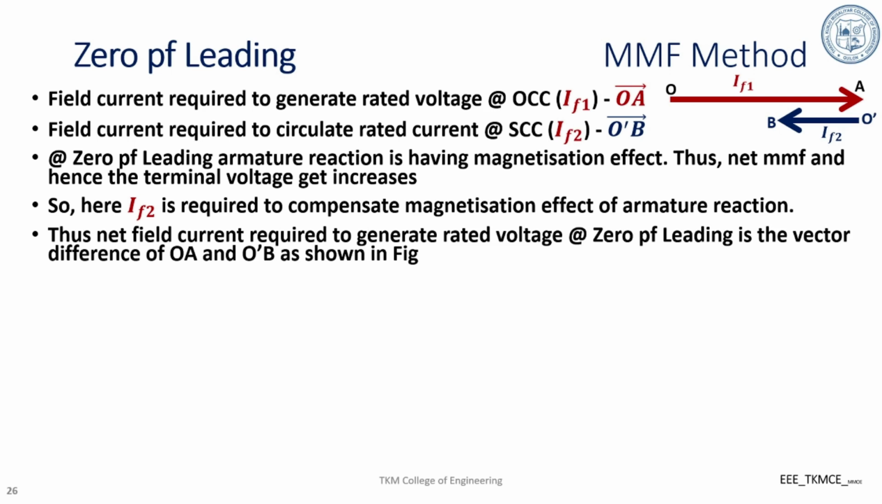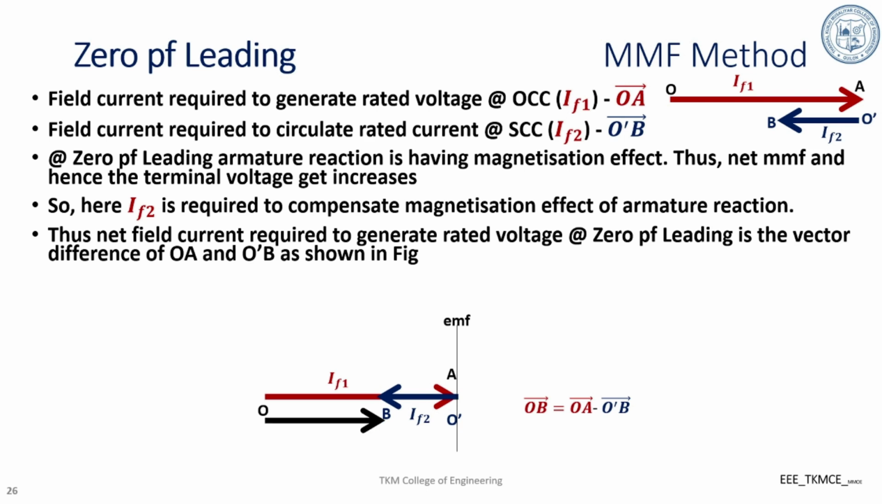Thus, net field current required to generate rated voltage at zero power factor leading is the vector difference of OA and OB. This is the field current required to generate rated voltage under open circuit condition, and this is the induced EMF. Since the power factor of operation is zero power factor leading, IF2 is leading EMF by 90 degree. So the resultant field current is OB, which is the vector difference between OA and OB. The magnitude of the resultant field current IFR, which is OB phasor, is less than the magnitude of the field current required to generate rated voltage under open circuit condition.